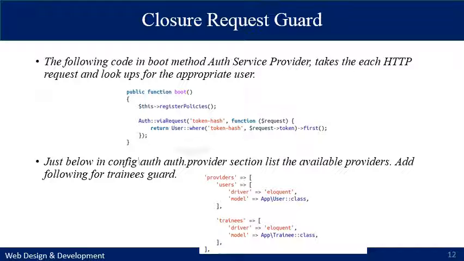The following code in the boot method of the auth service provider takes each HTTP request and looks for the appropriate user, and it checks that authentication happens via request and the token hash is used, and you have to return the user where the request is used with the tokens. So just below, in the configuration slash auth file, the auth.provider section lists the available providers. Add the following into the trainees guard. You have provided that the trainees are provided by the Eloquent driver, and the model of trainees is called app/trainees class.